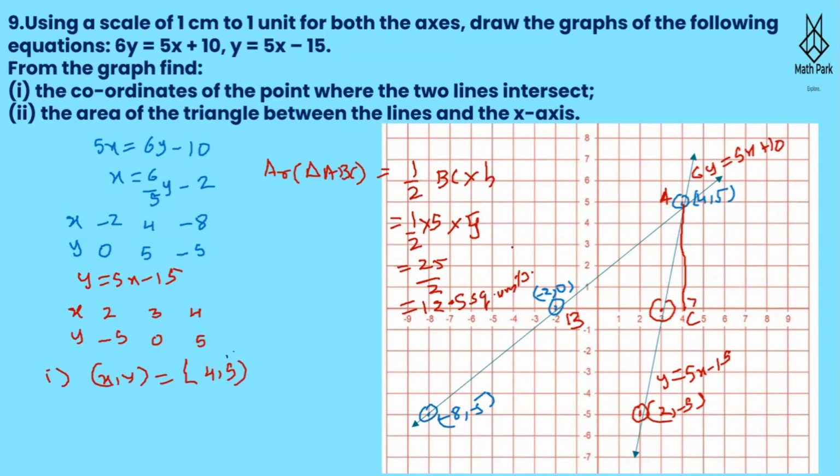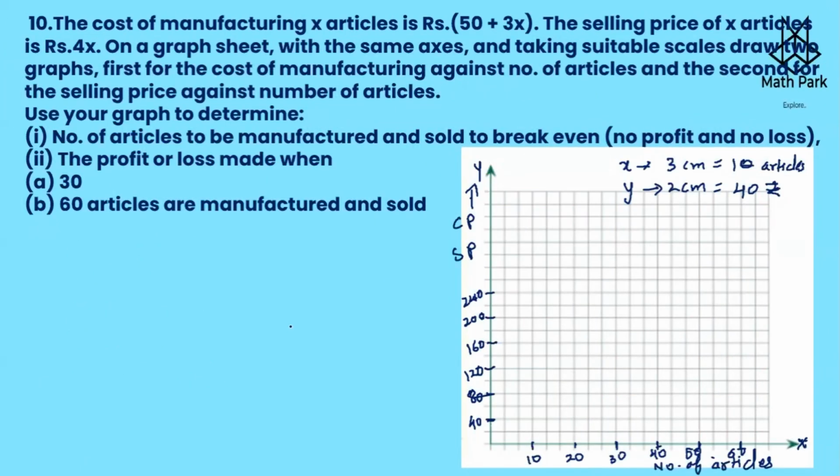Got it? Moving to the last question. On the x-axis, we are choosing the scale as 3 centimeter is equal to 10 articles. And on the y-axis, we choose a scale of 2 centimeter is equal to 40 rupees. So we first plot the graph for CP.